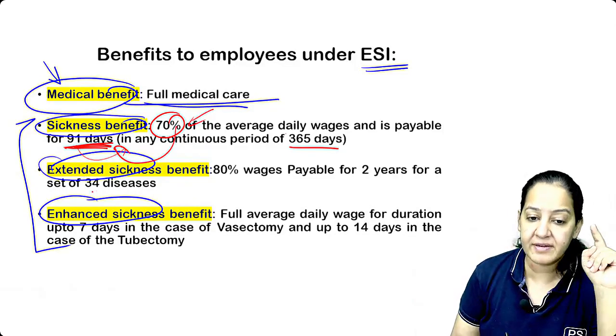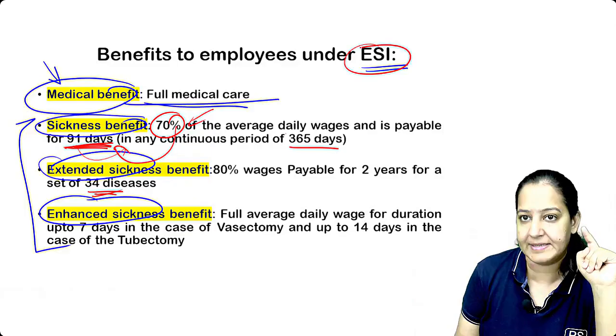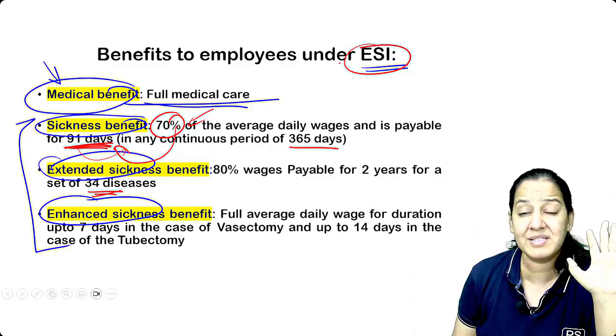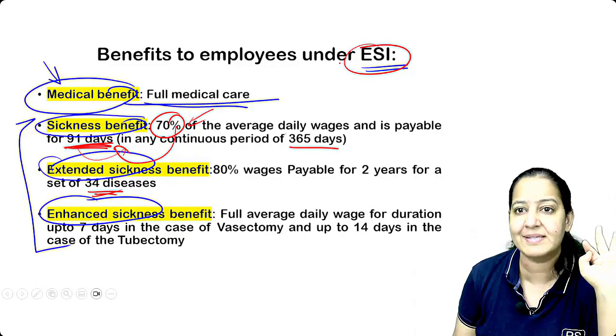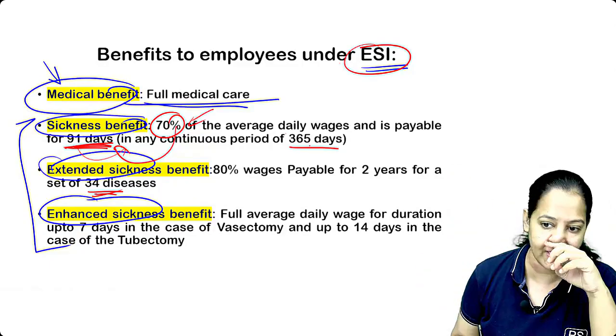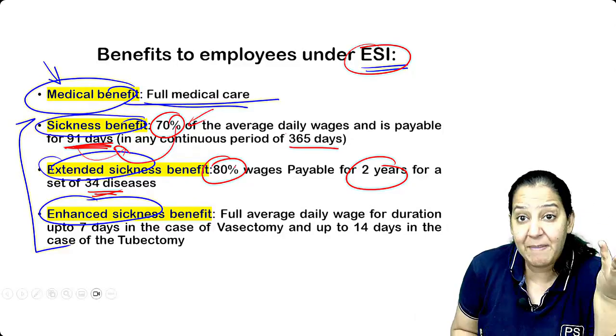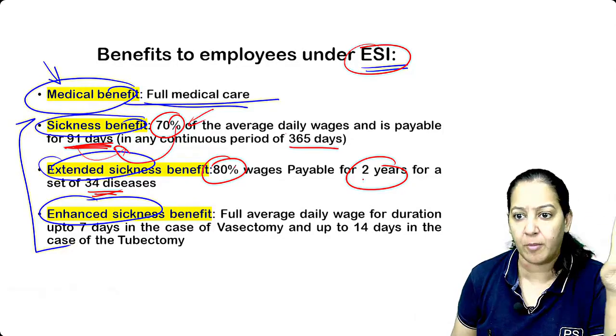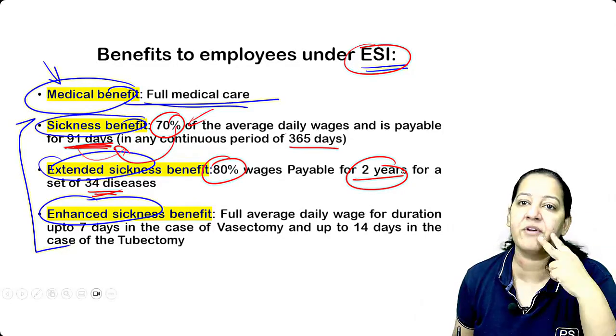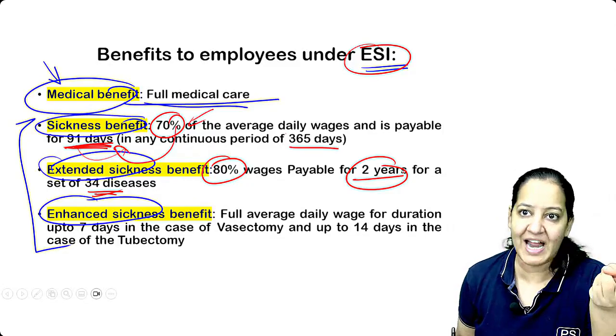Number 2, there is a list of 34 diseases given by the ESI. So you don't have to learn the list. These are the chronic diseases like TB, some cancers, like there is a list of 34 diseases. In that, up to 2 years, the person will get 80% of the wages. It's like pension. Person is not going for the job. For 2 years, the person is taking the treatment for the disease. Person is at home or hospital admitted.